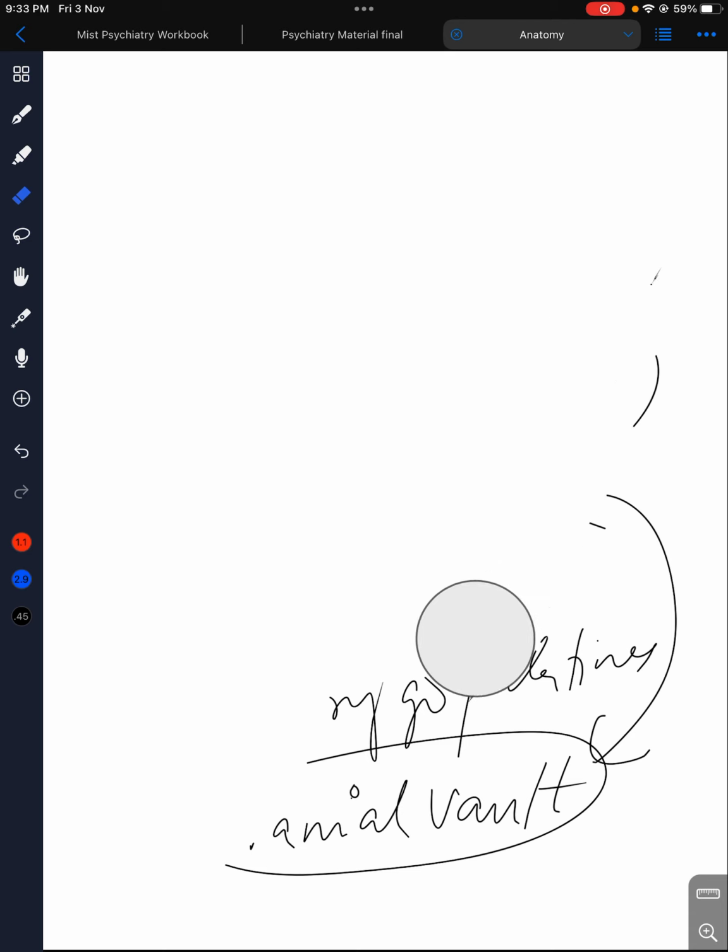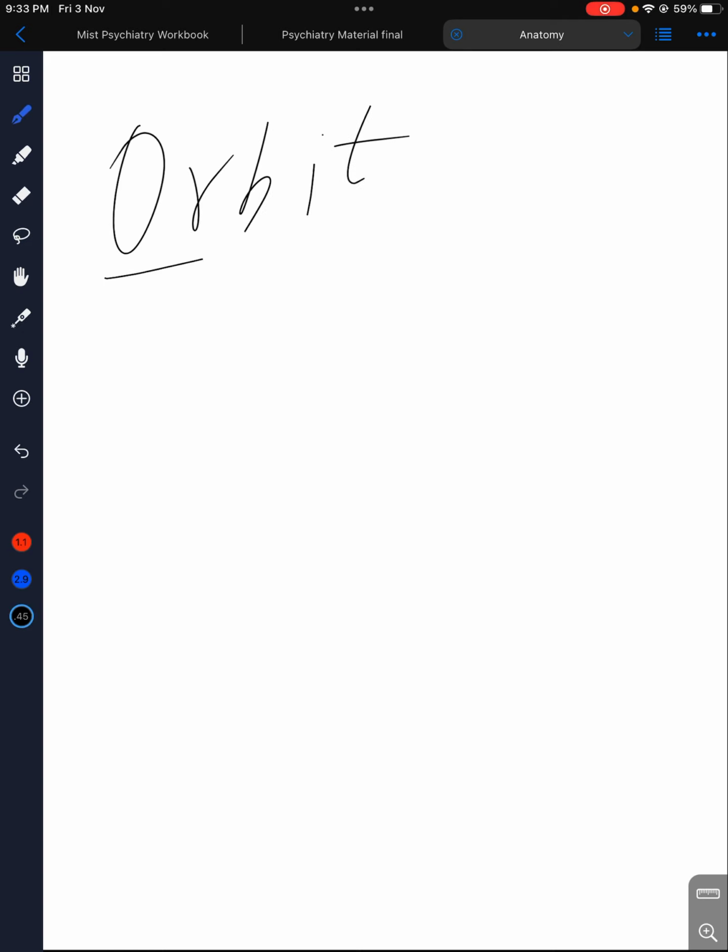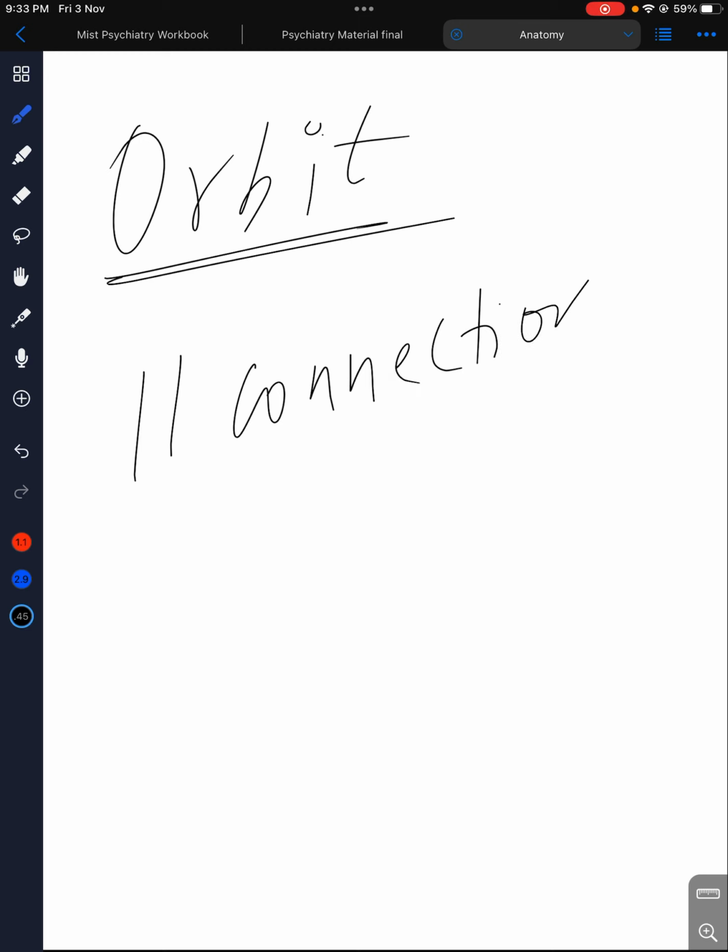So what does that mean? The orbit, our eye socket, what areas our orbit is connected to, that is what we are going to see in the connections of the orbit. There are actually 11 connections, and we have studied almost 90% of these connections.